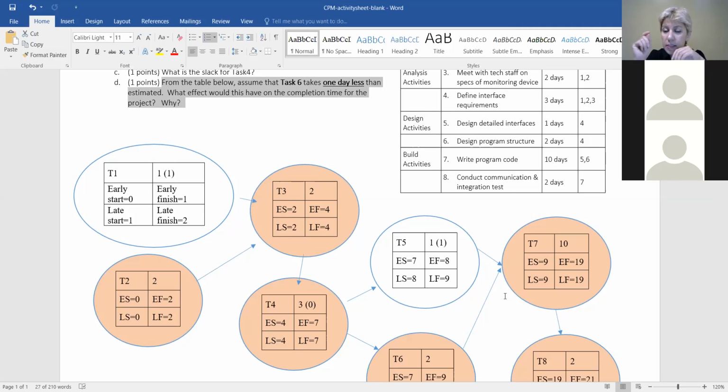You're decreasing task 6 duration by 1, you decrease the whole project's completion time by 1. This is the critical path. If you expedite the critical path, you expedite the whole project. Anything on the critical path is delayed, the whole project is delayed.